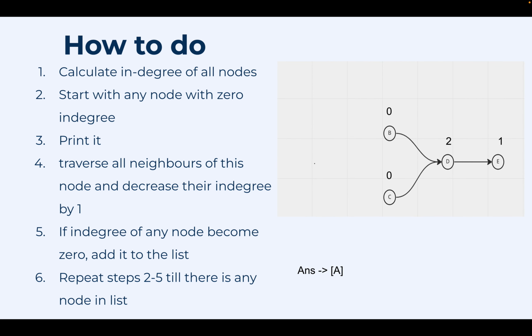Now as we removed B, the in-degree of D will be decreased by 1. So the in-degree of D is 1 and in our answer list we have A and B. Now pick C, and decrease the in-degree of D by 1. So now D has in-degree 0, we can pick D, and now E has in-degree 0, so we will pick E, and our answer will be A, B, C, D and E. Similarly, if we had picked C before B, our answer would be A, C, B, D and E.